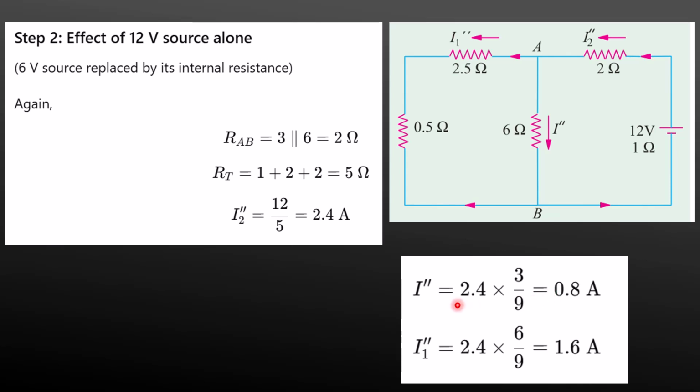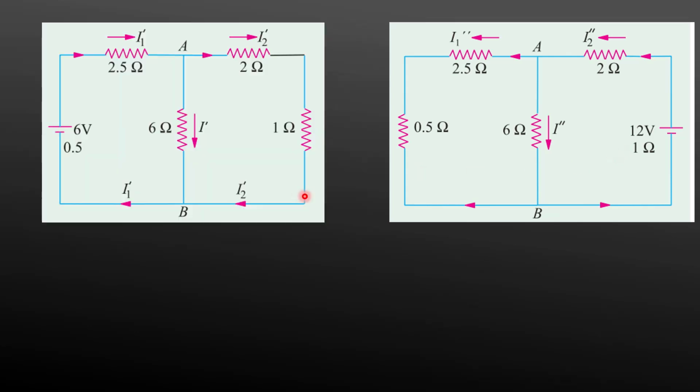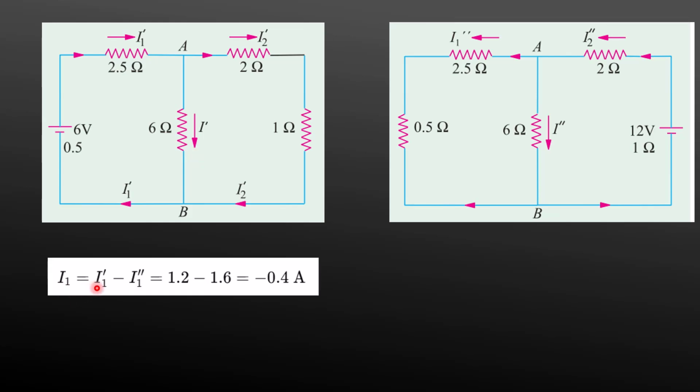So at the end of this step, we have computed the value of all the currents flowing due to each voltage source. Now the last step is to find the value of the currents due to both voltage sources, and this is what the theorem states. Here I1 is equal to I1 dash minus I1 double dash. The negative sign shows that the direction of I1 dash and I1 double dash is opposite to each other, and the sum is equal to 0.4 ampere.